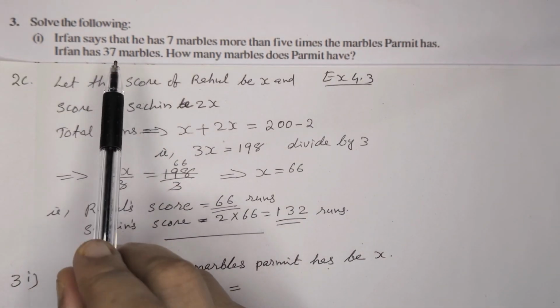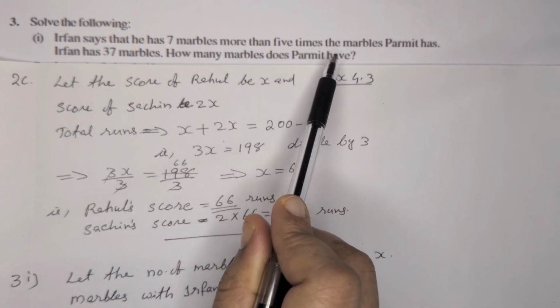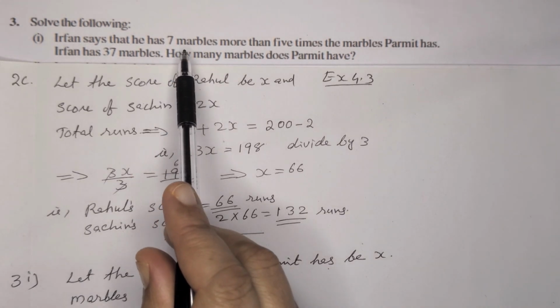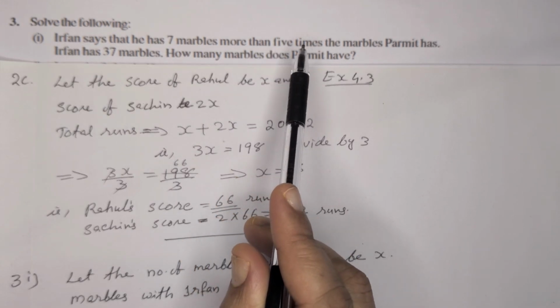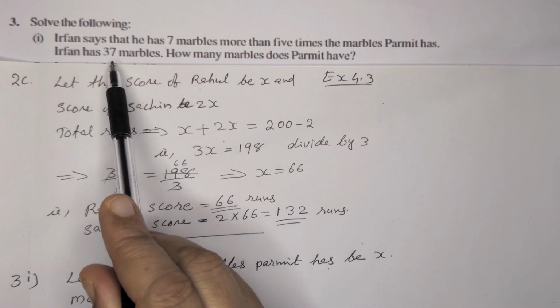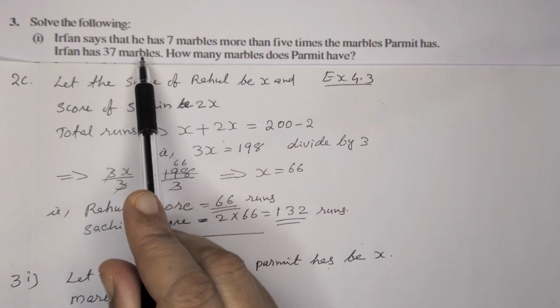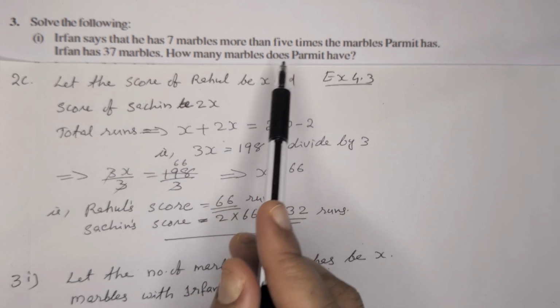Third question, solve the following. Irfan says that he has 7 marbles more than 5 times the marbles Permit has. So first we can take, let the number of marbles Permit has be x. And Irfan's marbles, as he is saying, are 7 more than 5 times the marbles Permit has, so 5x plus 7, and in total he has 37 marbles. So we can write 5x plus 7 is equal to 37. From that we can find the value of x and how many marbles Permit has.